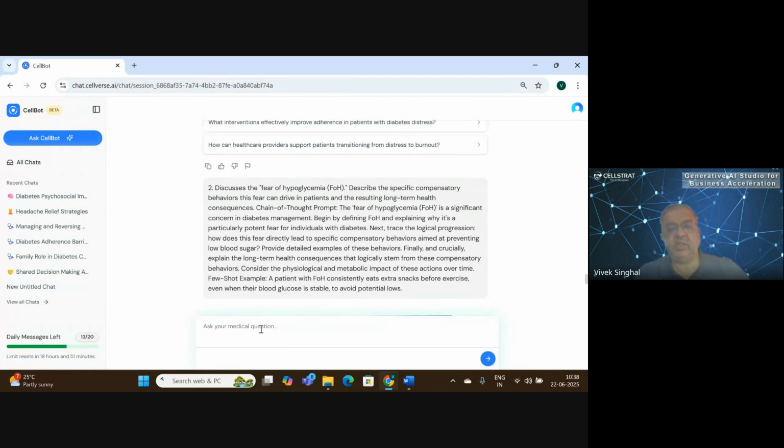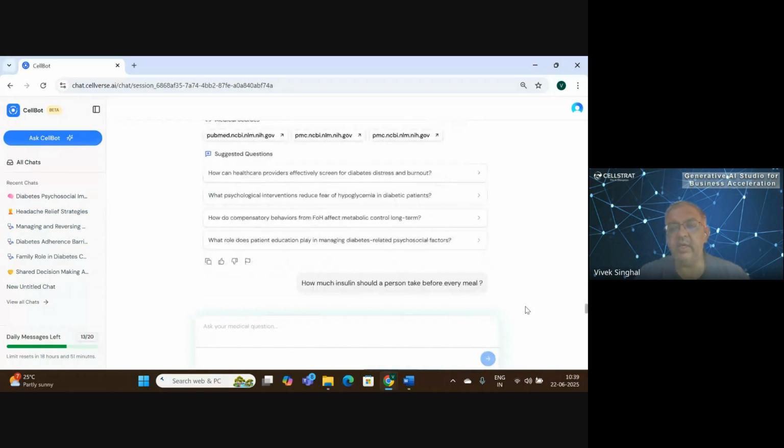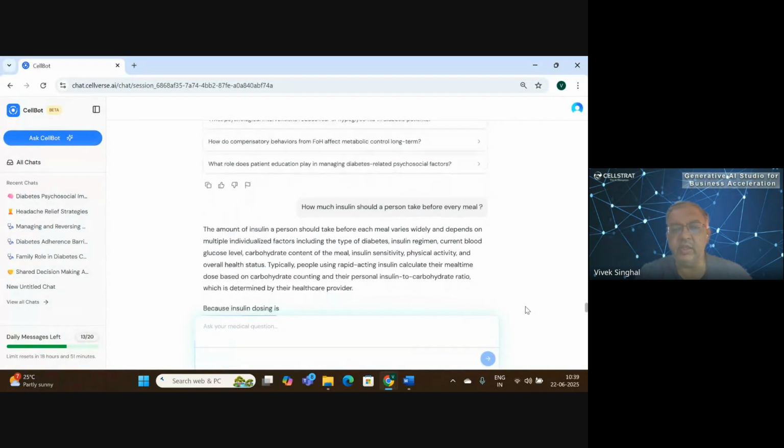Now let me ask the question I was beginning to discuss. How much insulin should a person take before every meal? Right. So I ask it a somewhat simple question. How much insulin should a person take before every meal? We'll try to tailor this question more to see how the answer changes if it does.